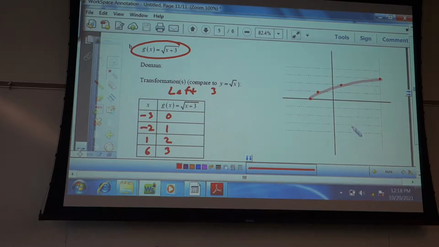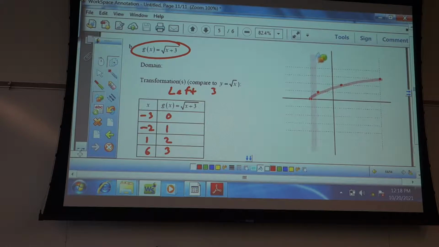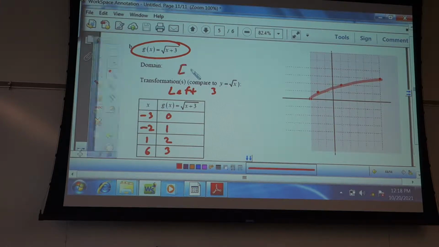All right, so what's my domain? What's the furthest left I go? Negative 3. Yep. Negative 3. Furthest right is infinity. The last one we're not going to do. So the very last one, just cross that last one off in the back.